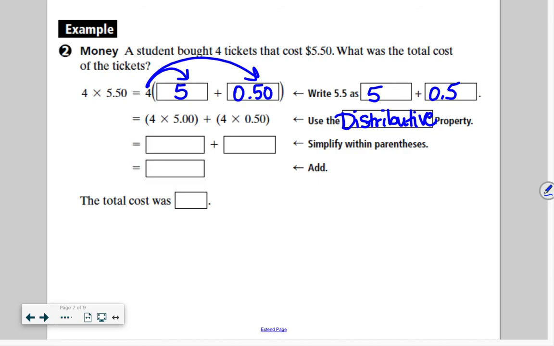What is 4 times 5? $20. And what's 4 times 50 cents? $2. So 20 plus 2 is 22. Total cost is $22. Make sure you have your dollar sign in that last box because this is a story problem representing $22. Dollar sign go in front or behind? Front. Dollar signs always go in front.